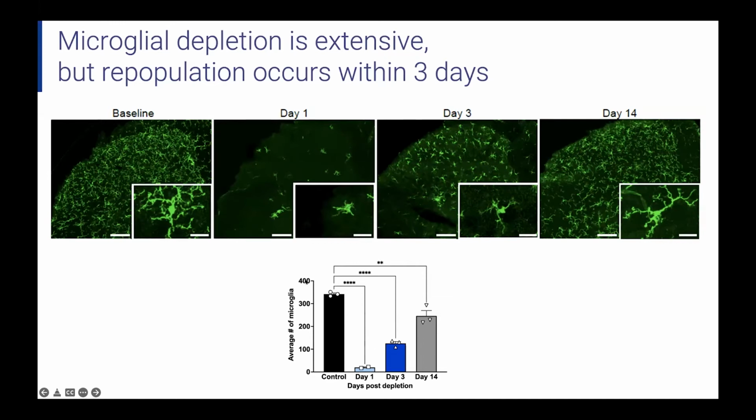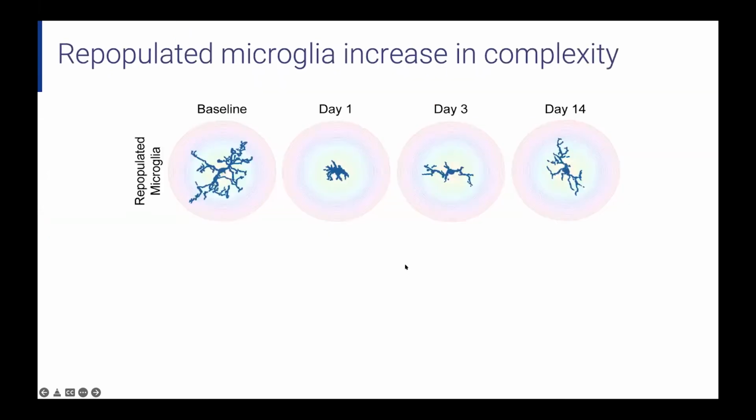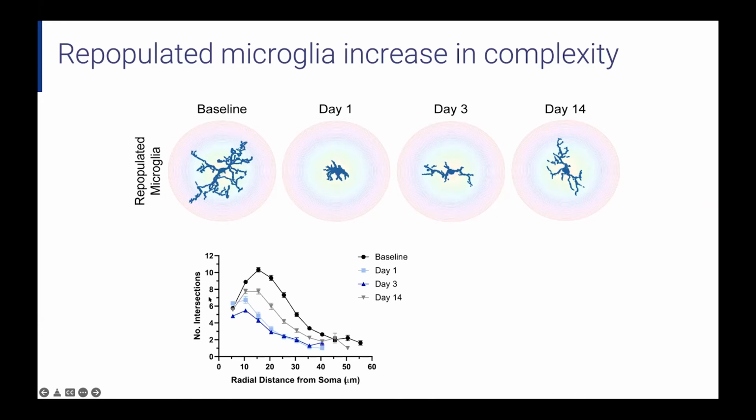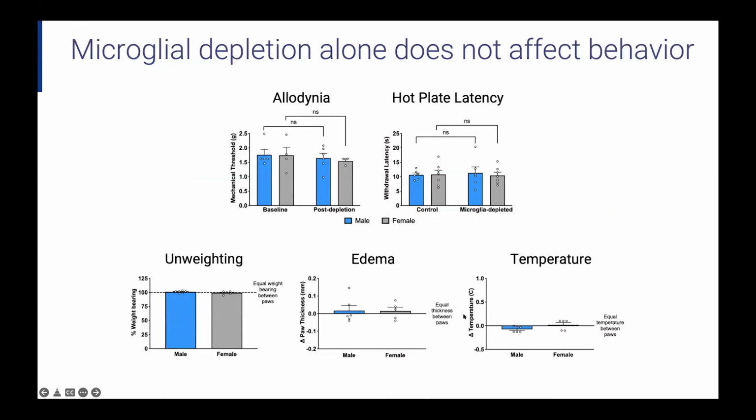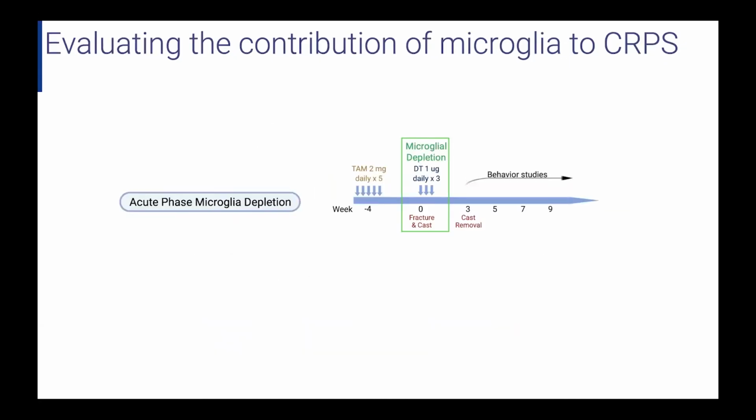And we're looking here just at the number of microglia over time. We also performed Sholl analysis just to confirm that they do increase in complexity over time. At baseline, there being many branches, and we can look at the number of intersections from the radial distance from the soma. And we see here that, again, the day 1 microglia are much less complex compared to those at day 14. And when we look at an area under the curve, we can see that. Interestingly, though, at day 14, these cells still remain slightly different from their baseline. So they're not exactly the same microglia that were there initially. We also just looked to make sure that the depletion alone didn't affect any behaviors, and it didn't. But that's not so exciting.